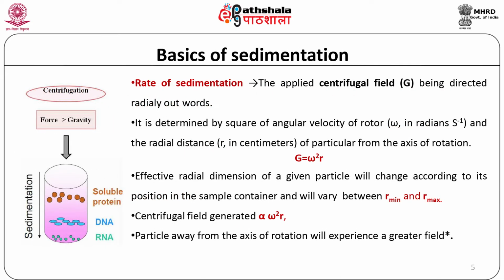Basics of sedimentation. The rate of sedimentation depends upon the applied centrifugal field being directed radially outwards. It is determined by the square of the angular velocity of the rotor and the radial distance from the axis of rotation. The effective radial dimension of a given particle will change according to its position in the sample and will vary between R minimum and R maximum, that is, minimum radius and maximum radius. Particles away from the central axis of rotation will experience a greater field.